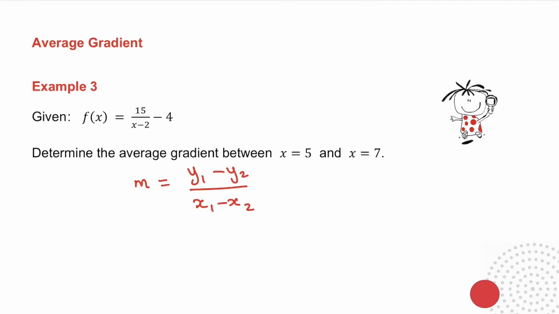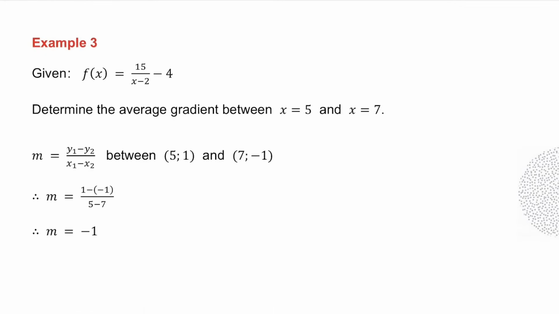So what you do, I've asked you to determine the average gradient between x equals 5 and x equals 7. So you take x equals 5 and you get the corresponding y value by substituting it into the original equation. You then take x equal to 7, and again, you substitute it in. So you get the coordinate when x is 5 and you get the coordinate when x is 7. And you imagine if you have a straight line joining those 2 points, you need to determine the gradient. So pause the video, get the coordinates, get the gradient, and then we'll do it together.